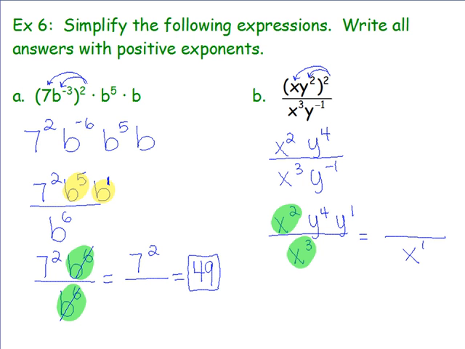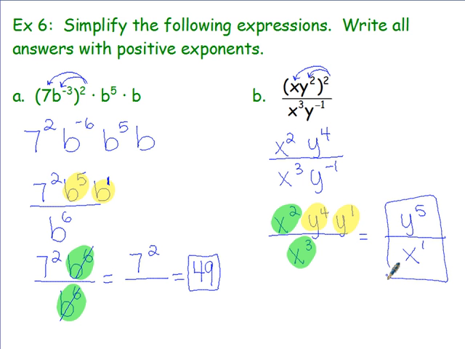And we have another pair of like terms. We got these two y's. They are side by side, so I'm going to add 4 plus 1 makes 5 y's. They stay on the top right there. And we are done.